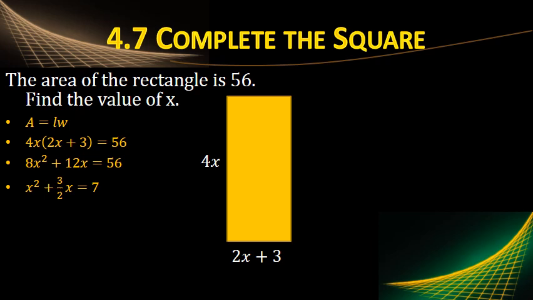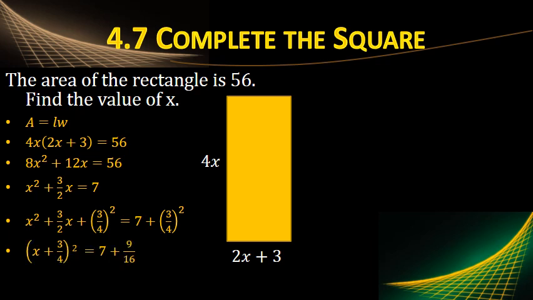We need to divide by 8 to make this 1x squared, to make the a 1. So 12 over 8 is 3 halves. 56 over 8 is 7. Add 1/2 of the b squared to both sides. Half of 3 halves is 3/4. So I'm adding 3/4 squared to both sides. On the left, I rewrite it as a perfect square. It will be x plus 3/4 squared.